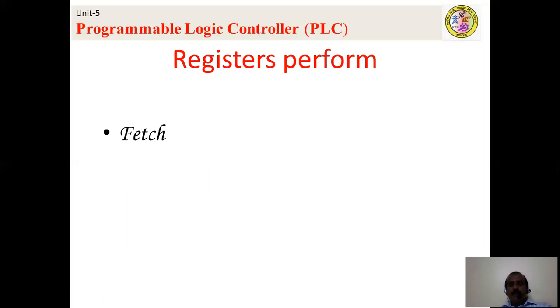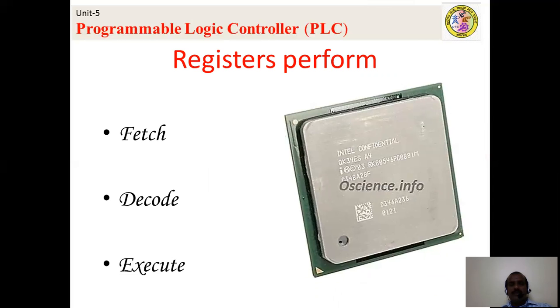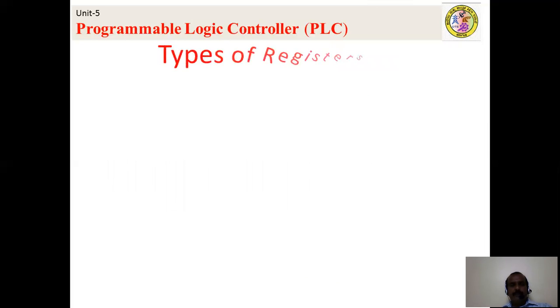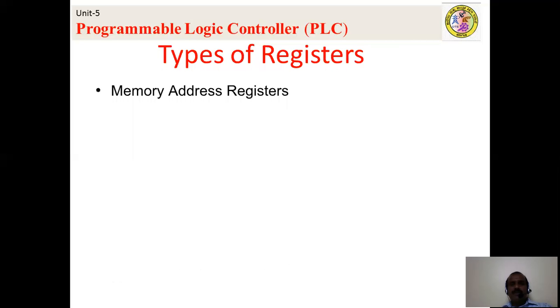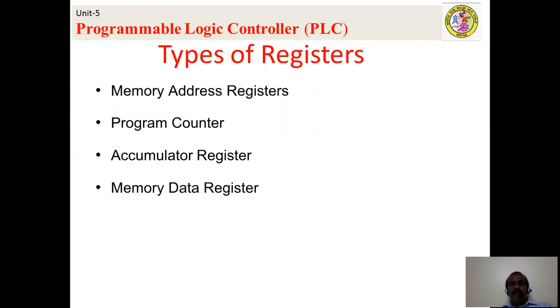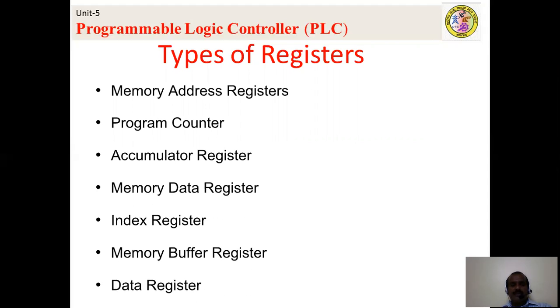Registers perform three important functions: fetching the data, decoding the data, and executing the data. Types of registers: memory address registers, program counters, accumulator registers, memory data registers, index registers, memory buffer registers, and data registers.